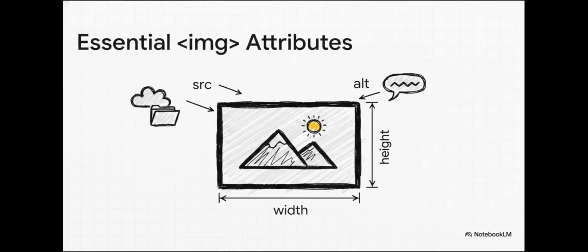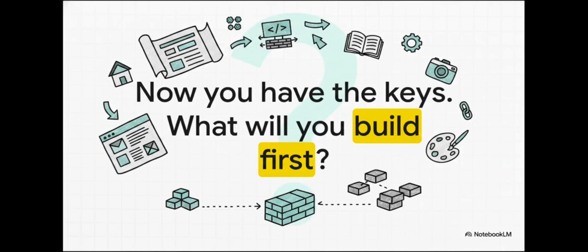The most important one is SRC, which stands for source. That tells the browser where to find the image file. Just as important, though, is alt. This is the alternative text that describes the image. It's absolutely crucial for accessibility, and it's what shows up if the image is broken. Then, of course, you've got width and height for sizing. And believe it or not, that's it.